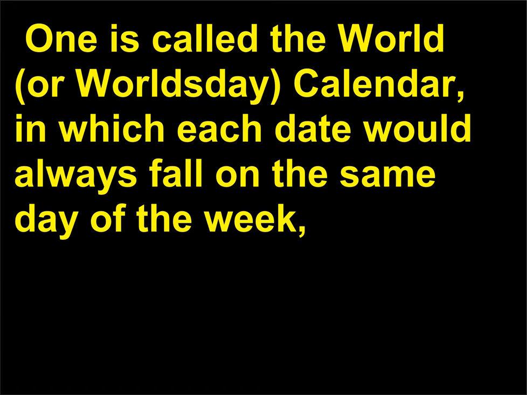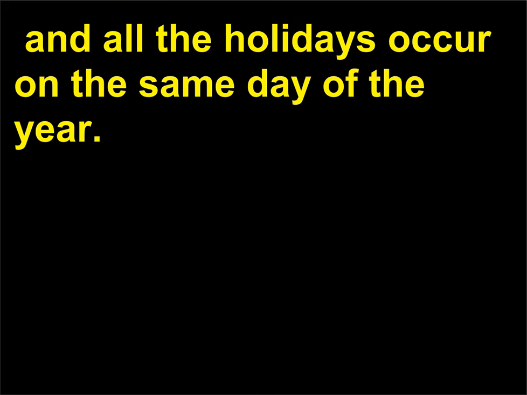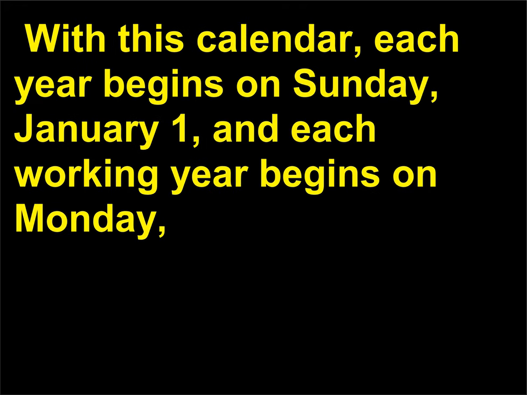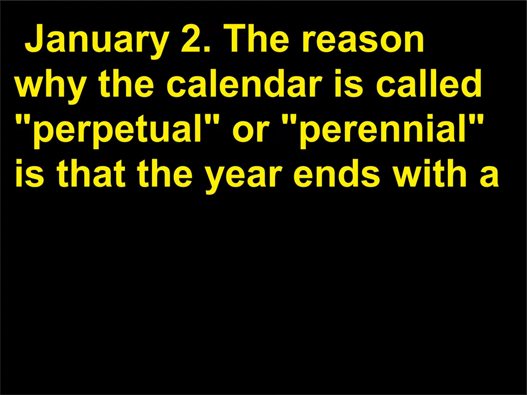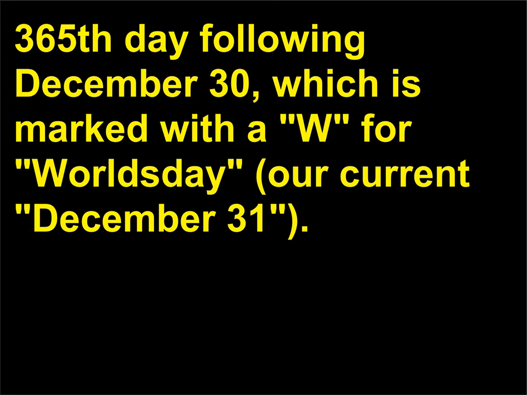One is called the World, or World's Day, calendar, in which each date would always fall on the same day of the week, and all the holidays occur on the same day of the year. With this calendar, each year begins on Sunday, January 1st, and each working year begins on Monday, January 2nd. The reason why the calendar is called perpetual or perennial is that the year ends with a 365th day following December 30th, which is marked with a W for World's Day, our current December 31.